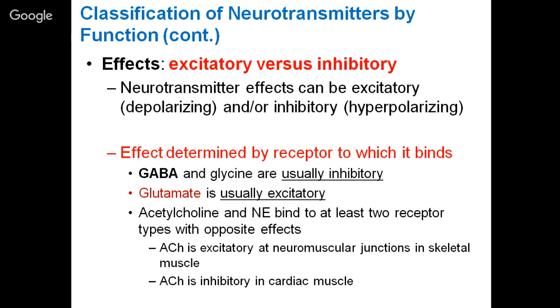Acetylcholine and norepinephrine bind to at least two types of receptors with opposite effects. It's important: acetylcholine is excitatory at the neuromuscular junction in skeletal muscles, but it has an inhibitory effect in the cardiac muscle.